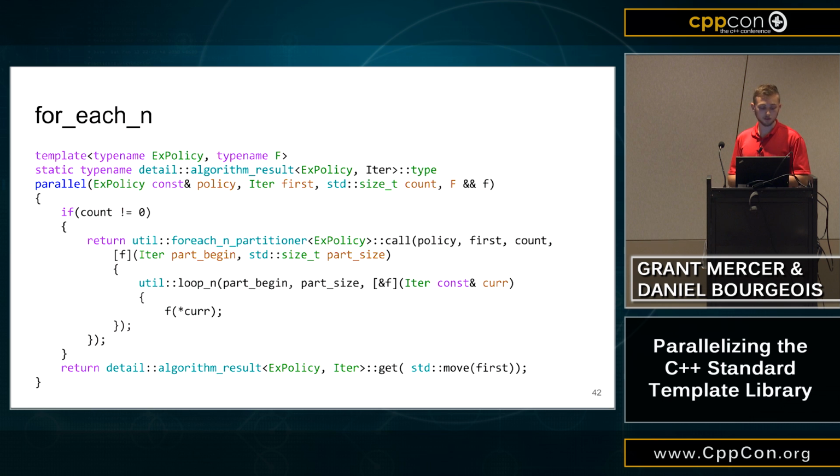At the very end, we're returning an algorithm result of it. So in the case that you asked for a task, we'll give you a future back of that result. And if not, we'll simply give you the iterator back.